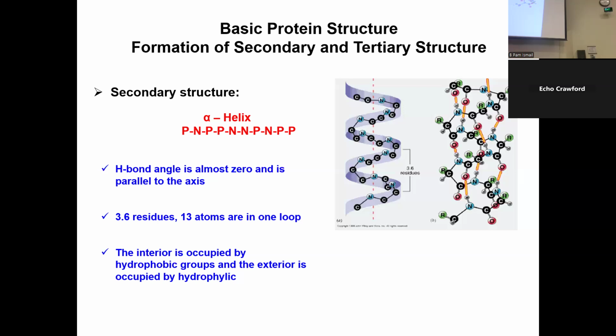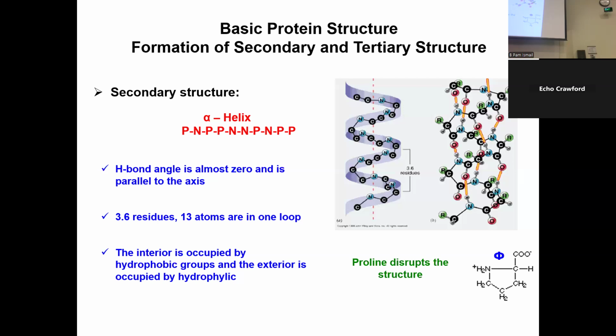And then in one turn, that is a College Bowl question, you have 3.6 residues. That means 3.6 amino acid molecules in a turn. The interior is occupied mostly by hydrophobic groups, and the exterior mostly by hydrophilic. Now, hydrogen bonds stabilize that alpha helix structure, and the hydrogen bonds form parallel to the axis. So this is the axis. Hydrogen bonds are forming between the different residues parallel to the axis in an alpha helix.